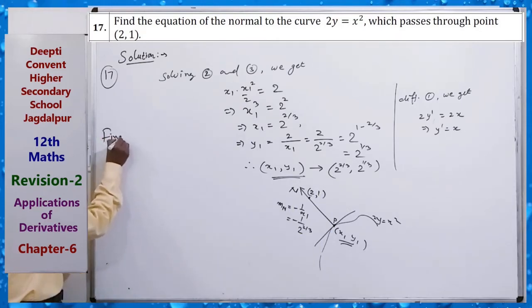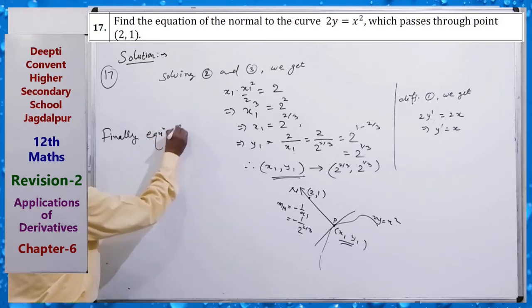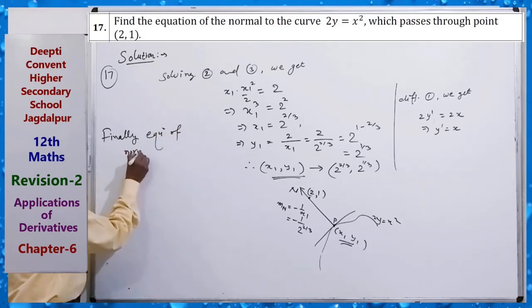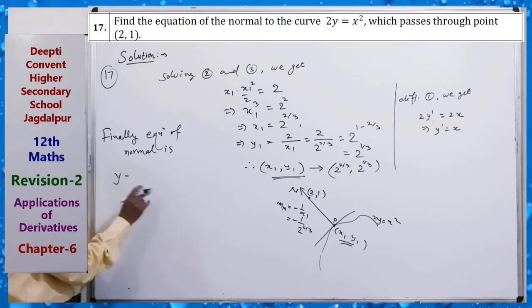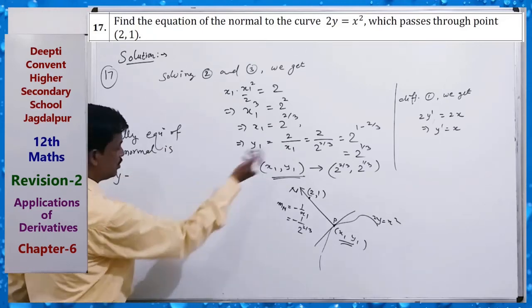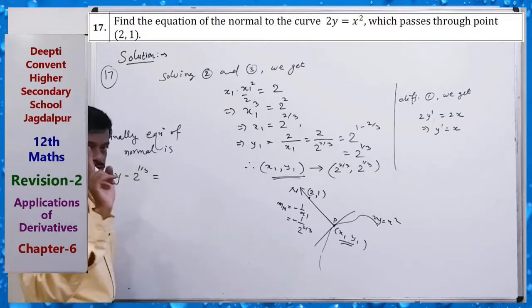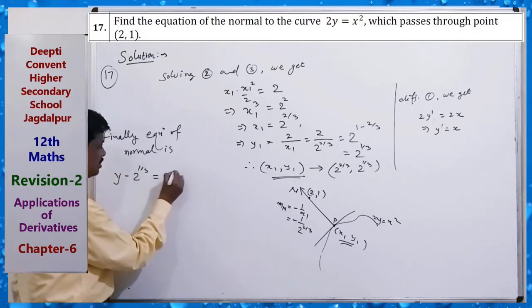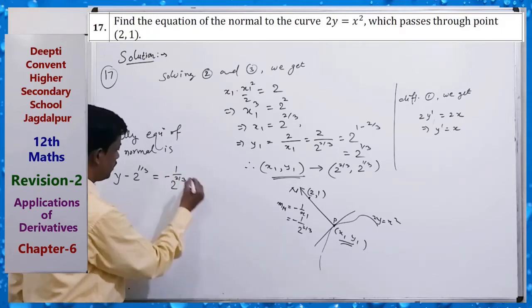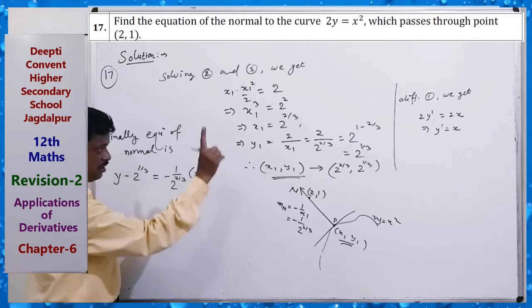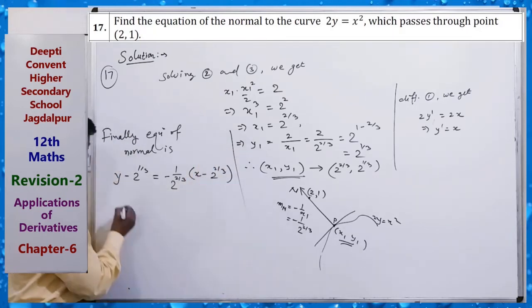Finally, the equation of normal is y minus y1, that is y minus 2 power 1 by 3, equals to slope of normal, minus 1 upon 2 power 2 by 3, into x minus x1, 2 power 2 by 3. So this is the equation of normal.